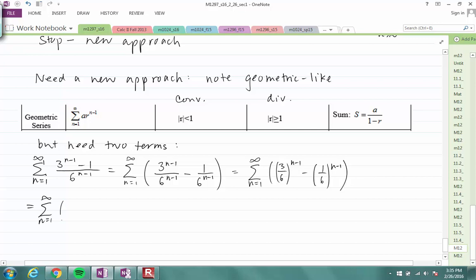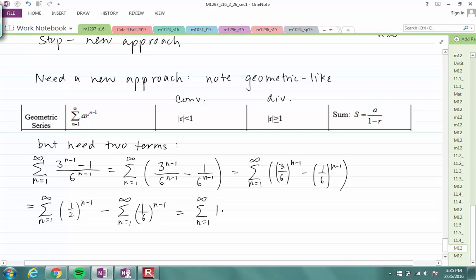And then we can simplify a bit here: (1/2)^(n-1), and then minus, we'll break up this series, (1/6)^(n-1). Now technically, in hindsight, we can only split up the infinite sum if each of these is convergent. But like a lot of the limit rules, you can't tell until you actually try it. Just a reminder. So looking at this, let's characterize these.